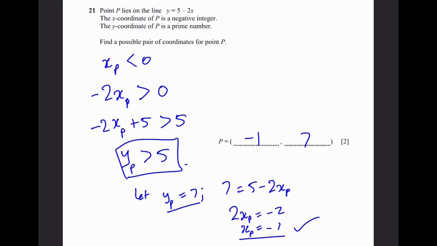There are many more points you can write. You can write minus 3, comma 11. There'll be minus 4, comma 13. And then minus 6, comma 17. And there are innumerable points, actually. But I've just written one of the pairs. And that'll be our answer.